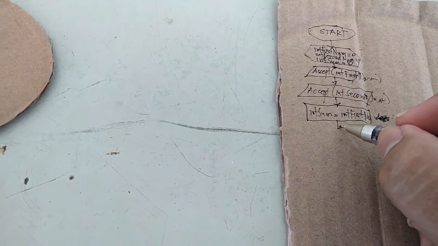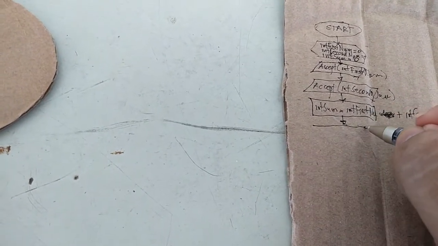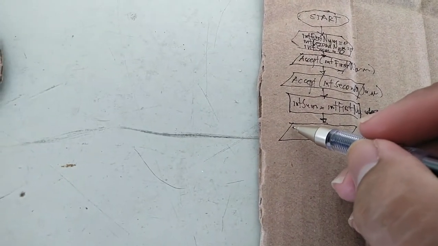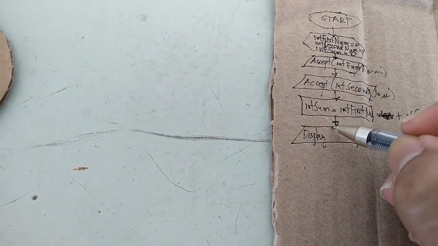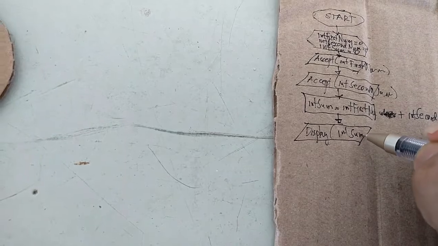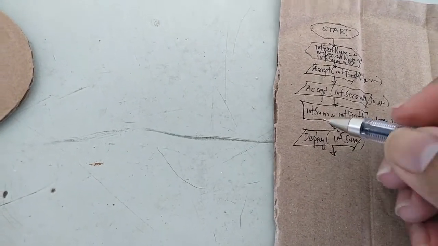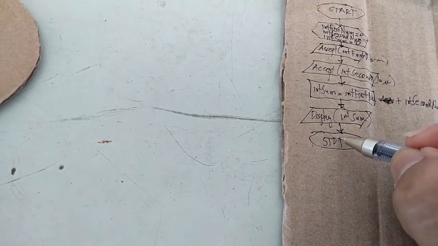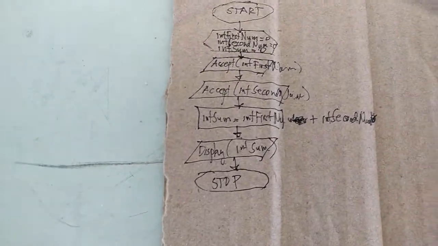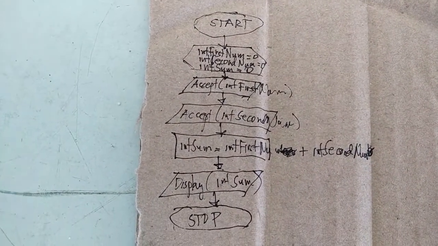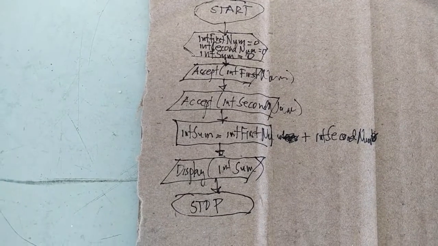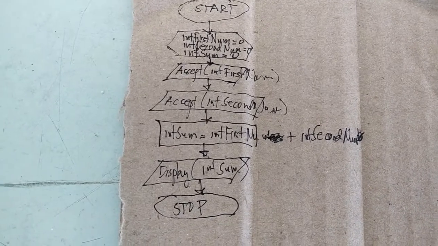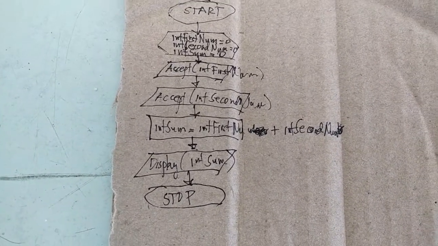Then after that I'm going to display int sum. Then lastly I'm going to write here stop. So this is now the flowchart of adding two numbers. This will be now your guide in making your program. Okay, so thank you very much.